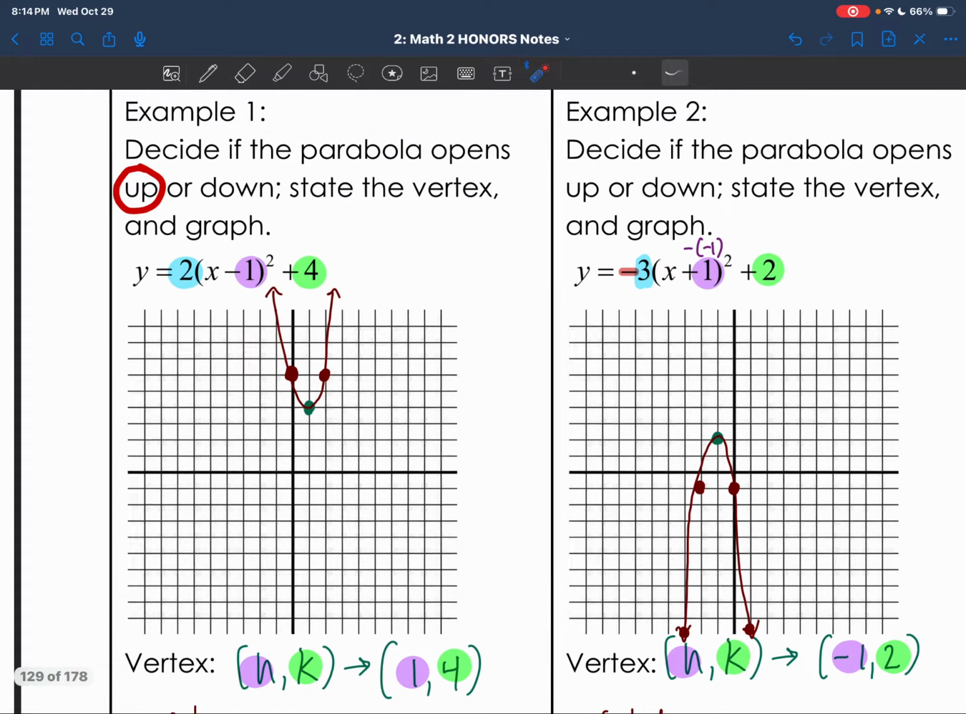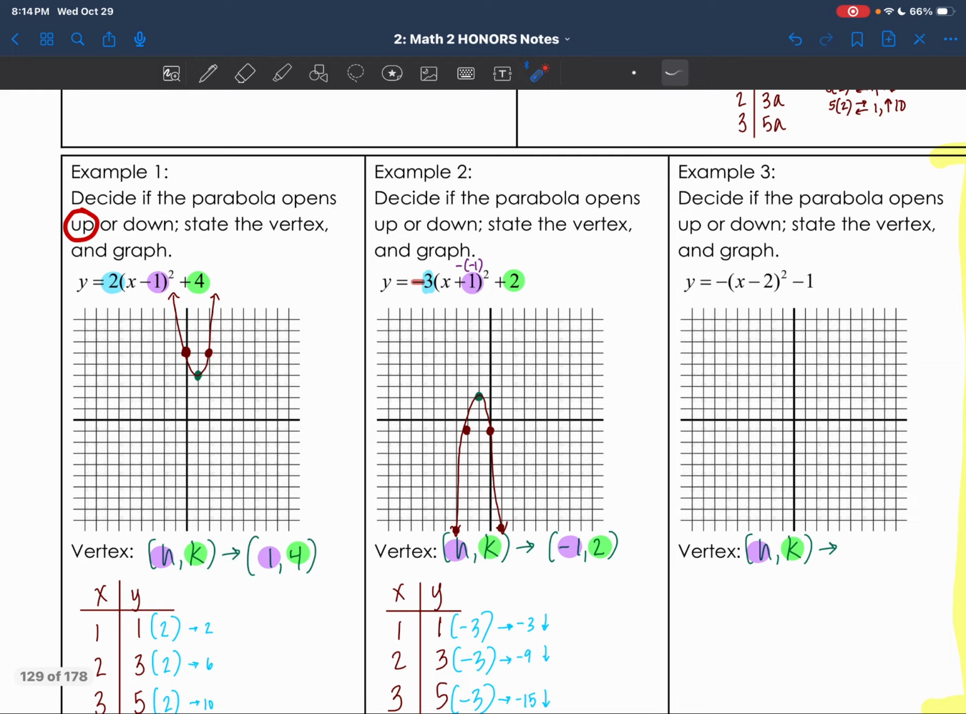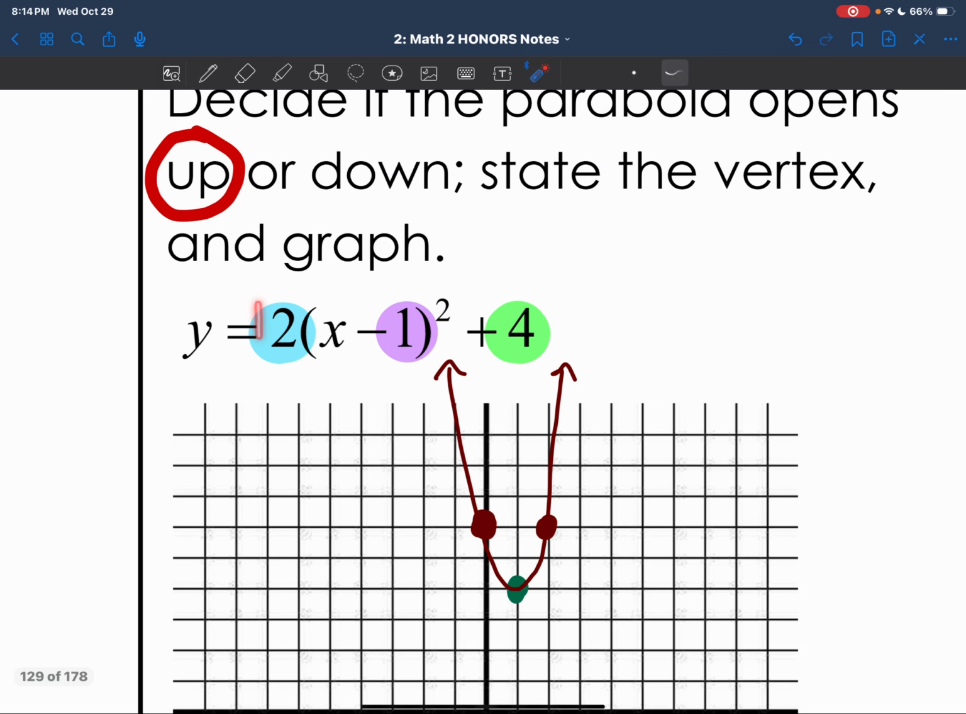So here's what we're going to do. I did this one for you. I started. So it says first decide if the parabola opens up or down. Well, right now, this 2 is positive, so I know it's going to open up. And then we need to find the vertex and then graph it. So the vertex is h, k. So in this case, we said the vertex here is 1, 4.